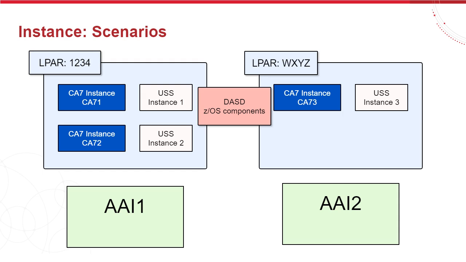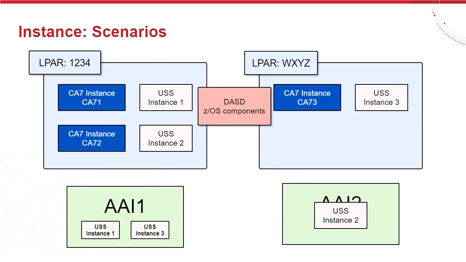So we could support a setup with 3 CA7 instances, each having a dedicated software instance. Instances 1 and 3 report to AAI host 1. Instance 2 reports to AAI host 2. This is possible.